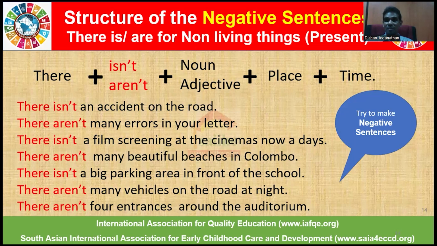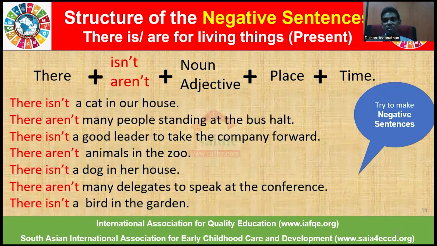Now let's move on to living things. So the structure for negative remains the same, no matter whether it is living things or non-living things. When it's negative, it's always there, plus isn't or aren't, plus noun and adjective, followed by place and time. So the example here goes as, there isn't a cat in our house. Which means there is no cat in the house.